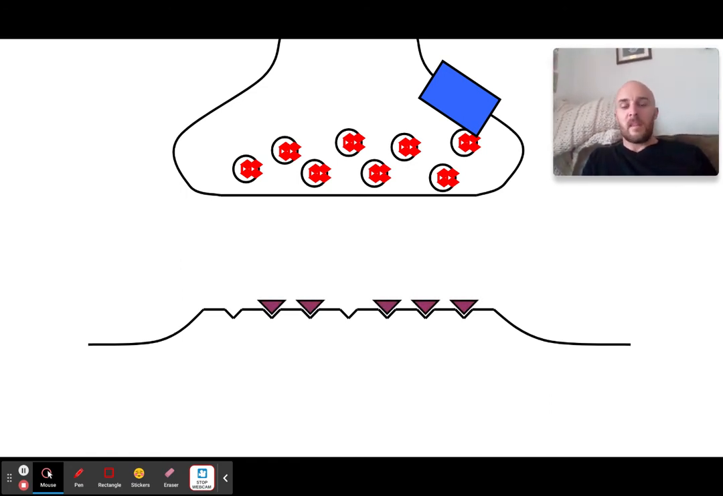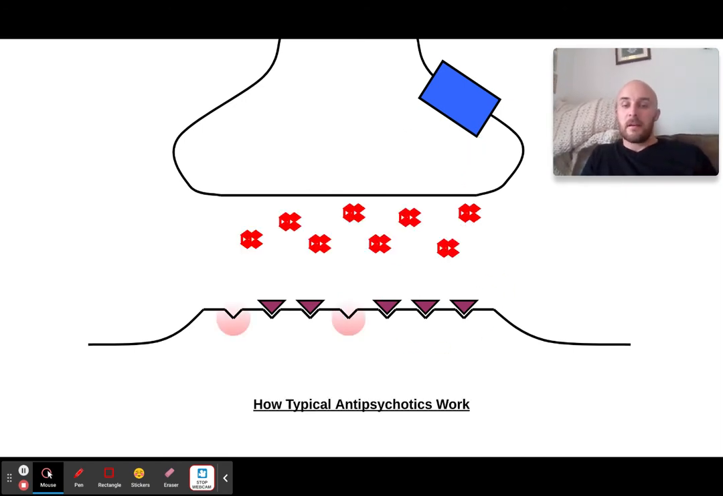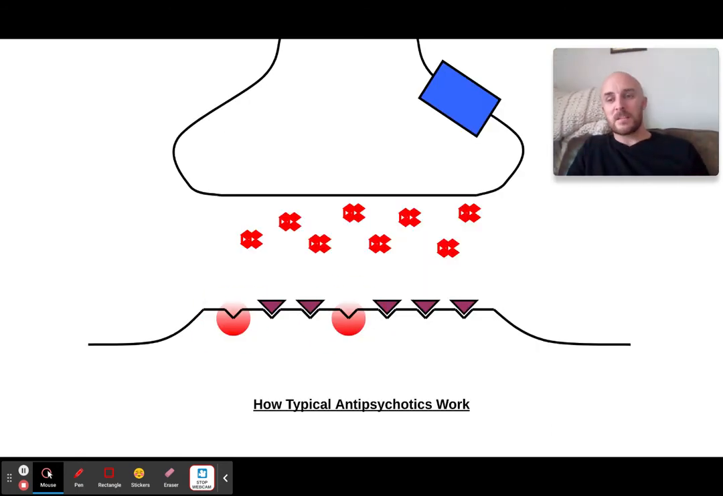But essentially what they would do is they would block these receptors, meaning that when the dopamine came out, it would only be a couple of receptors that would be able to actually work.